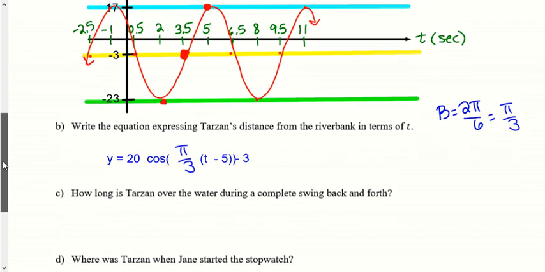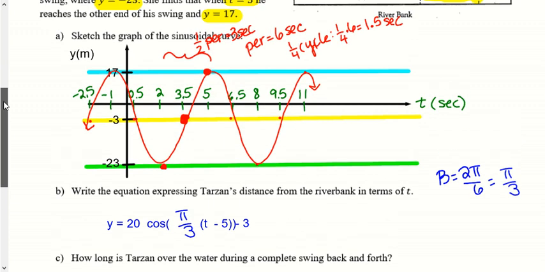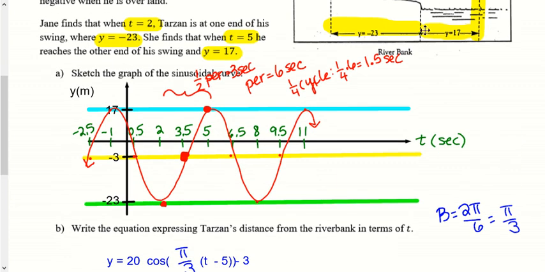So for C, it says, how long is Tarzan over the water for a complete swing back and forth? So let's see, when is he over the water? He is over the water, let me go back up here, when I have positive values for y. So he's over the water anytime I am above the x-axis. So for this part right here, I'm over the water. But these are not nice values right here where I cross this x-axis. So I'm going to need technology to help me figure out where they are.